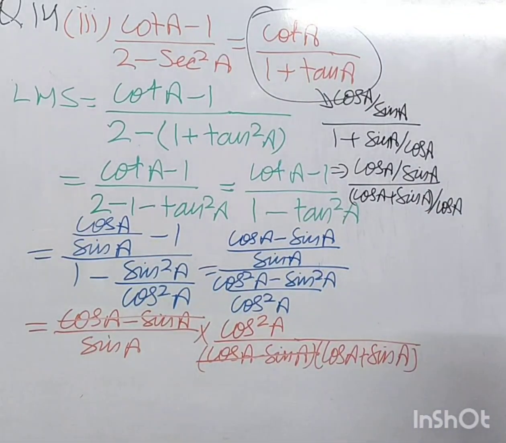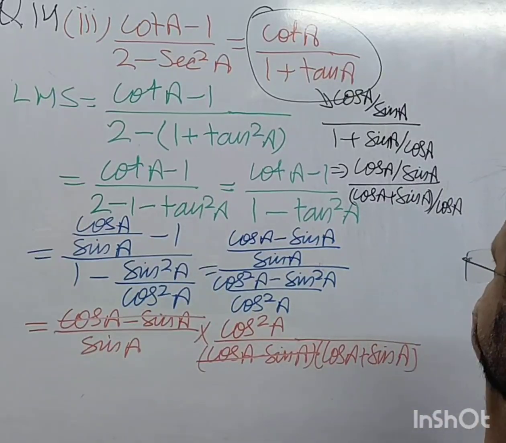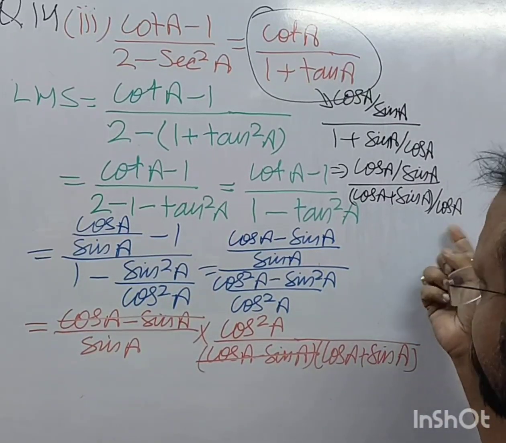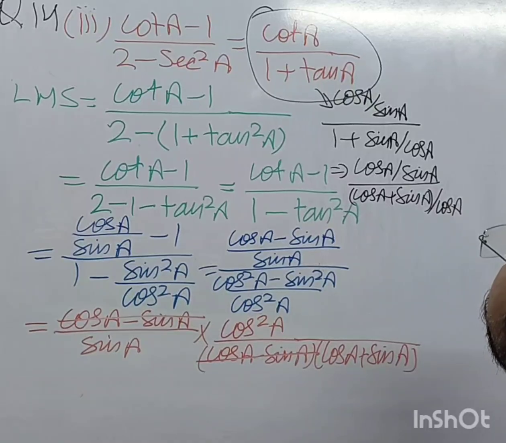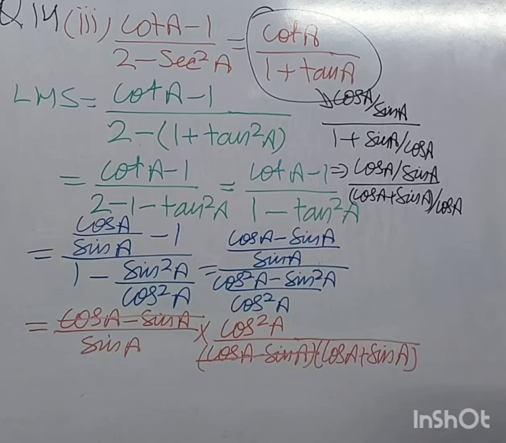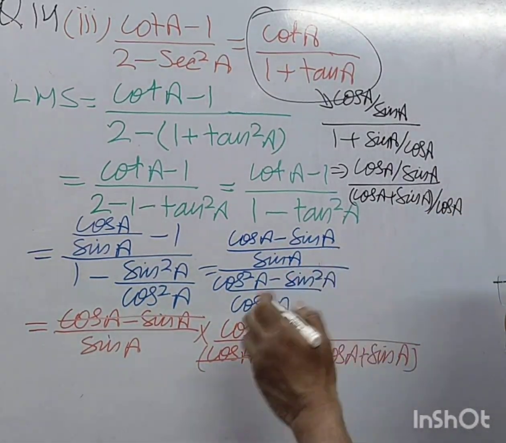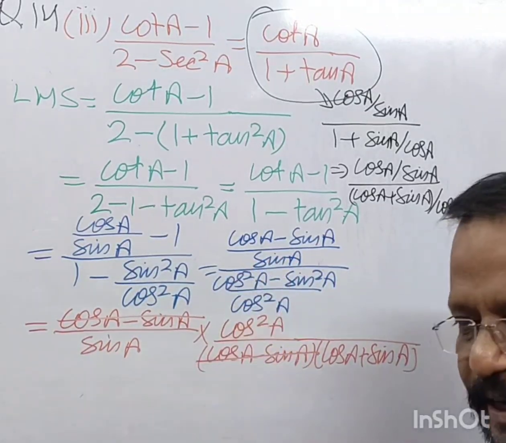Get it? Okay. We get the same value at the same time. We can do it like this, that RHS is equal to LHS. This is the one way we can have.